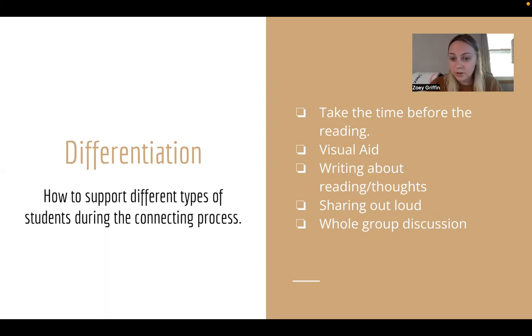Sharing out loud, having those group discussions, whether whole class or small groups, or even just two students talking about the reading and trying to connect it to something else, is going to be a really good tool. Using students going off of each other can really be helpful in this situation.